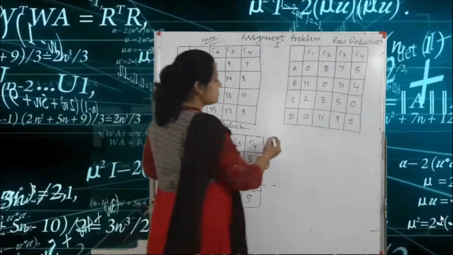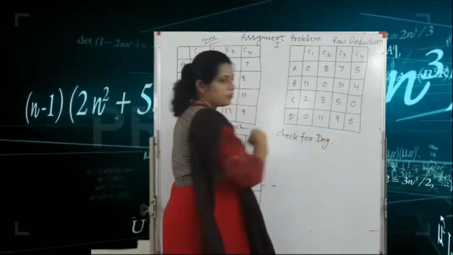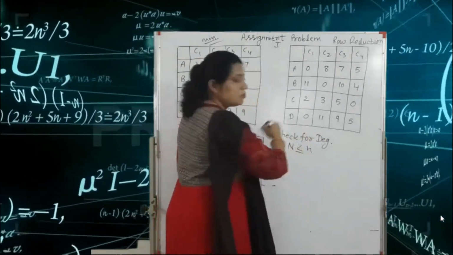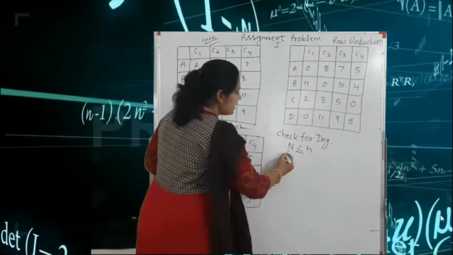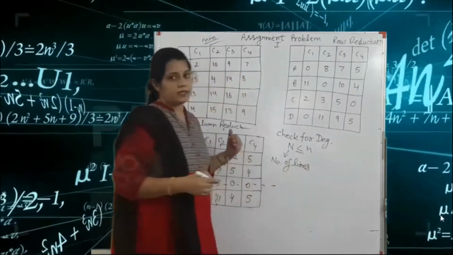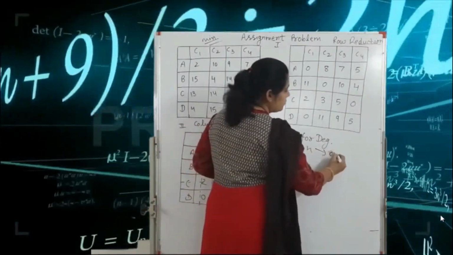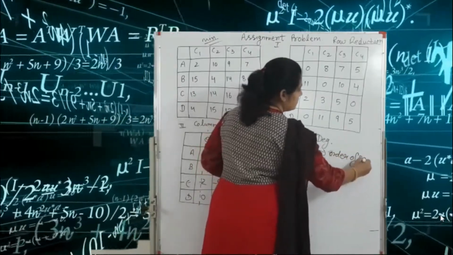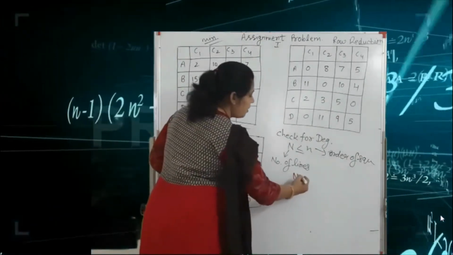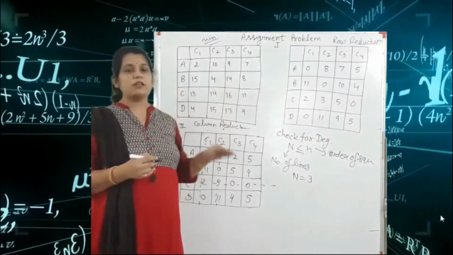Okay, so the next step is to check for degeneracy. The formula is capital N less than or equal to small n. That means capital N is the total number of lines, horizontal and vertical, and small n is the order of the square matrix. So here capital N is equal to 3, because we have three lines, two vertical lines and one horizontal line.